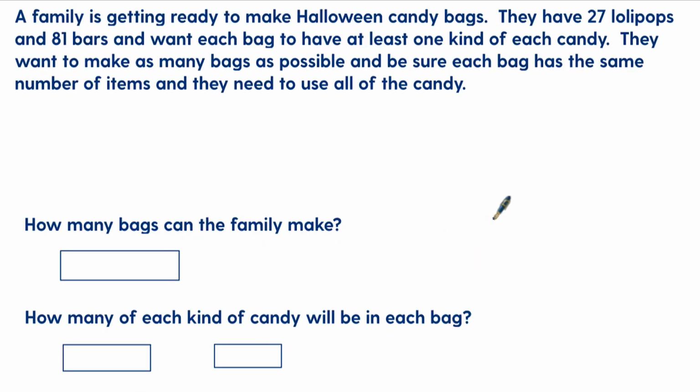All right, so I put these in word problem format. It says the family is getting ready to make Halloween candy bags. They have 27 lollipops and 81 bars and want each bag to have at least one kind of each candy. They want to make as many bags as possible and be sure each bag has the same number of items, and they need to use all of the candy.